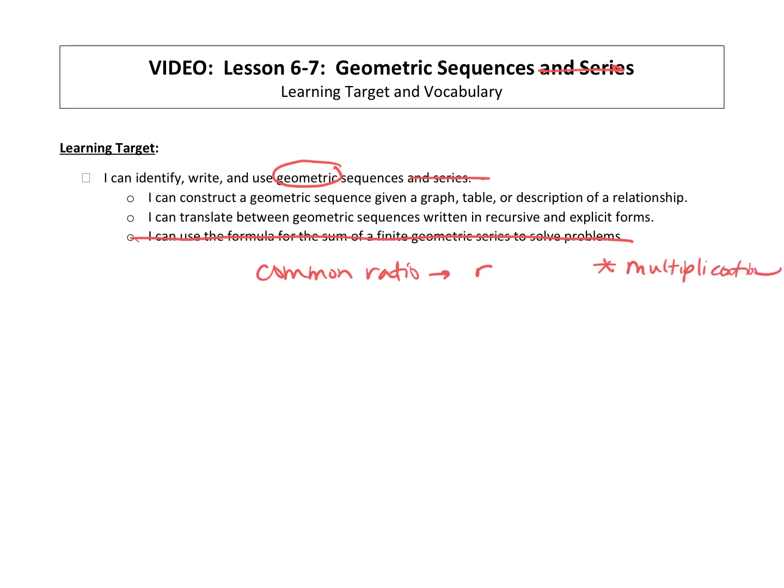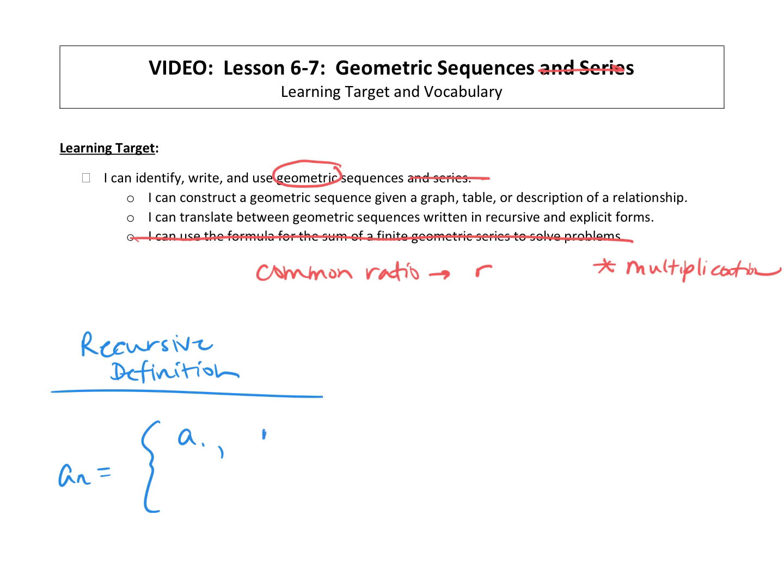What I want you to have in your notes are the two different forms, because we are going to work with explicit and recursive. So let's write out the recursive definition first, because I think that's the first example we have. Let's just get this in your notes and then you'll have it to refer back to as we do our examples. You always start out with your first term. That's when n equals 1. n is the term number. So when it's the first term, that's your first term right there.